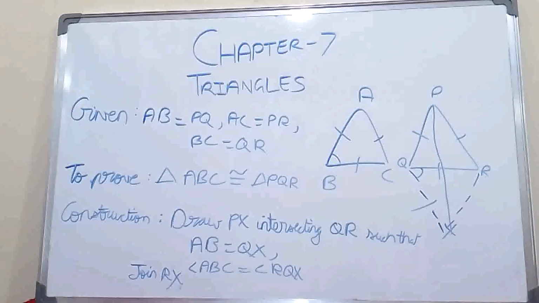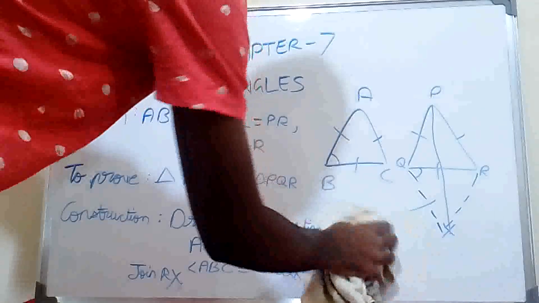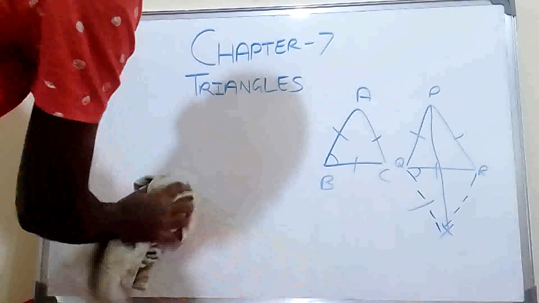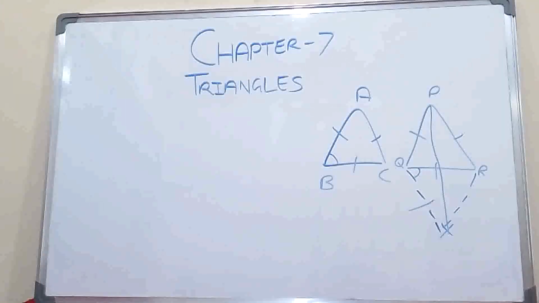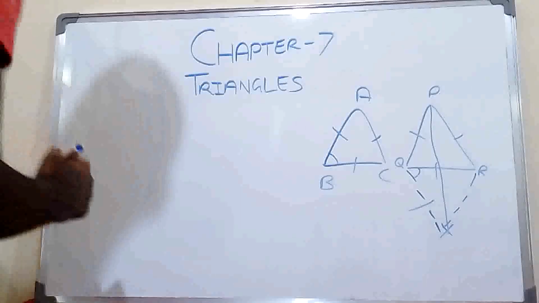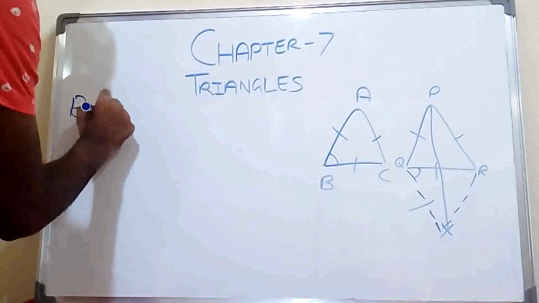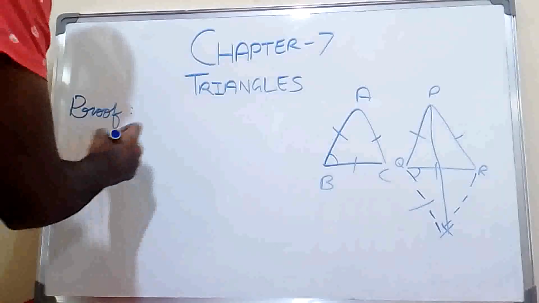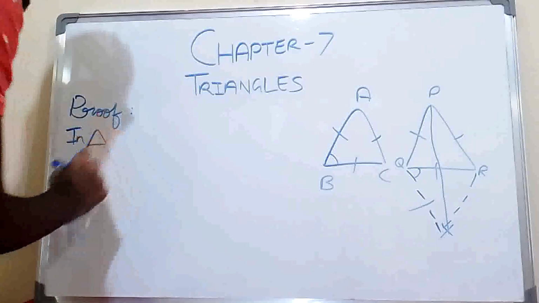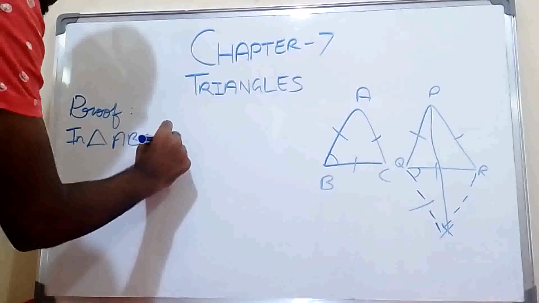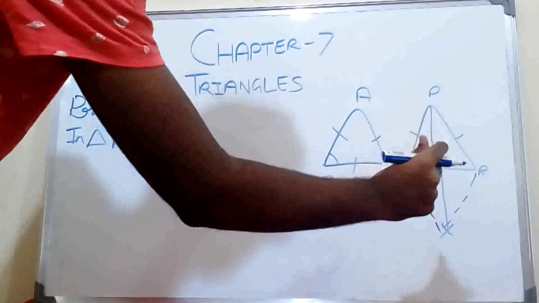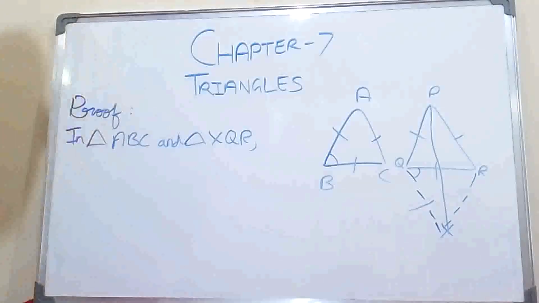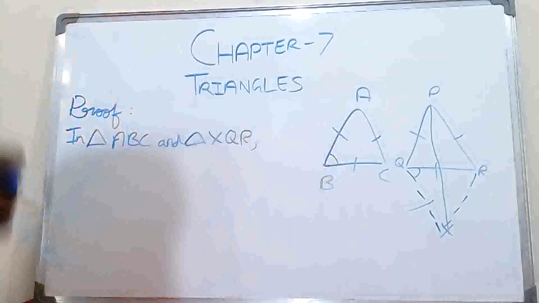So this is how we're going to prove now. I don't have enough space, so I will just rub this. After writing what we have to prove, the given and the construction, we are going to write our proof. Below construction we write proof, and we're going to take two triangles now. In triangle ABC, and the next triangle we have here is XQR. Now I'm going to prove that this triangle is equal to this triangle using SAS.